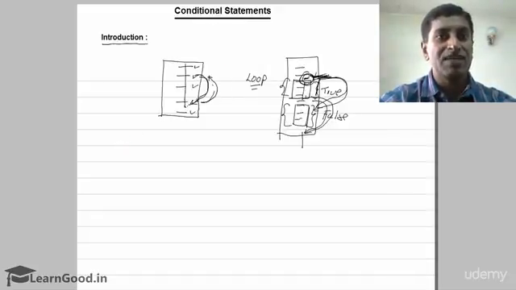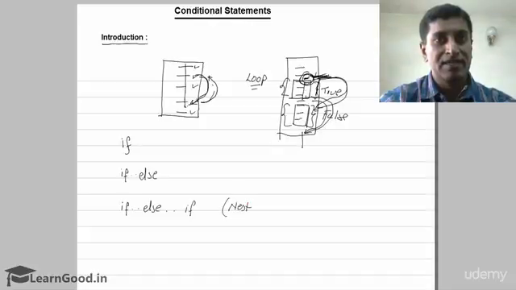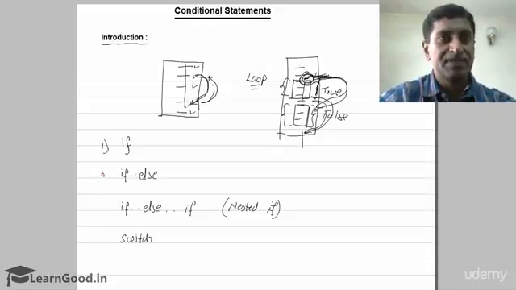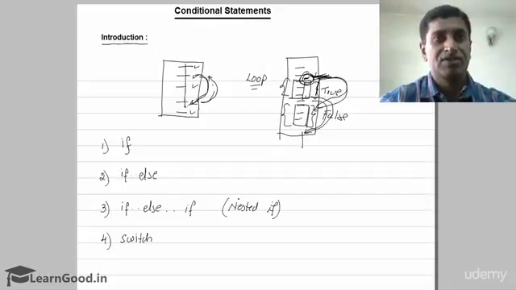C language provides different conditional statements. I'll just list them out here. One is an if statement. Second is if else. Third is if else if, which you can also call a nested if. And the fourth one is switch. So first is the if statement, then if else, if else if, and switch. In detail, we'll discuss all these statements one by one.